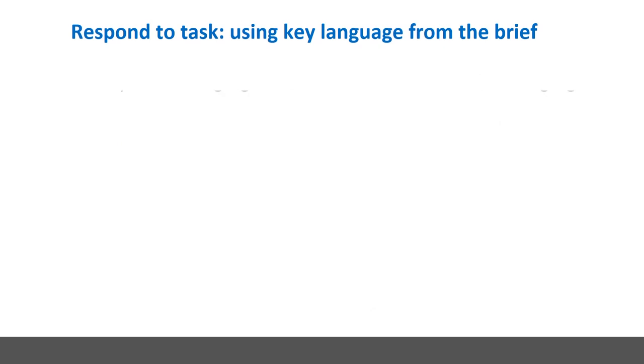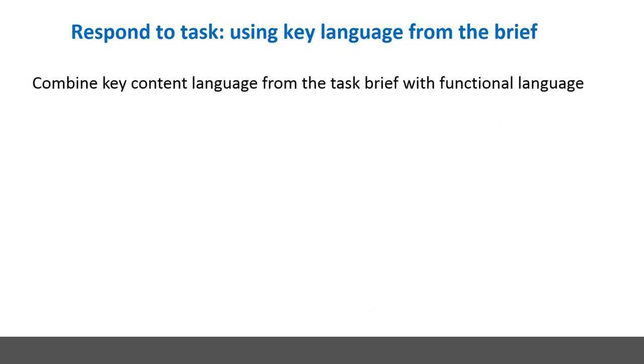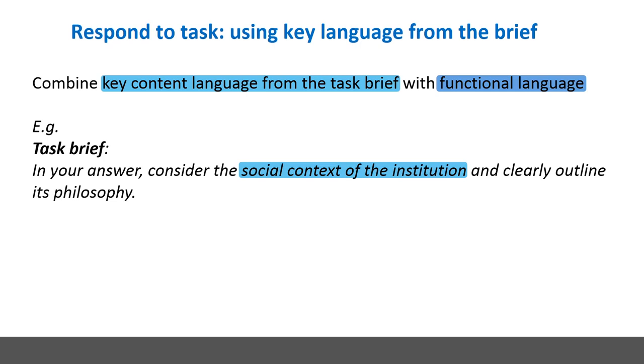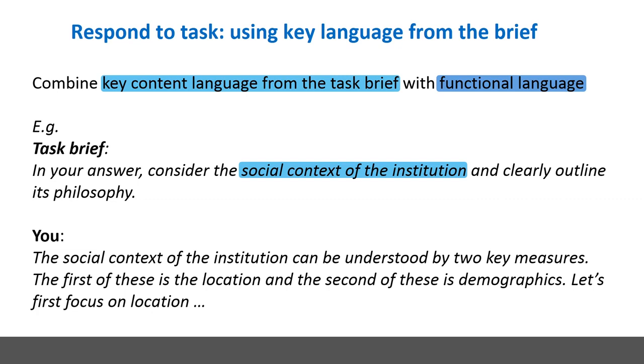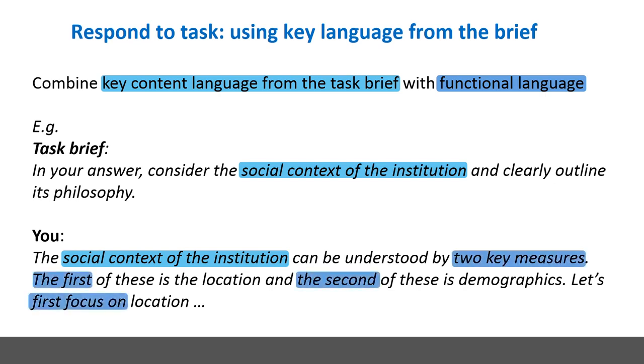Back to language and that idea of using key language from the brief in the task. One of the key ideas is to combine content language from the task brief with what we call functional language. Let's look at an example from a task brief. Now, I've highlighted a key term, social context of the institution. Something that you might say is outlined here on the slide, where we have that key term reflected in what you're saying, and then what you have is functional language following it. The social context of the institution can best be understood by two key measures. The first, the second. Let's focus on.